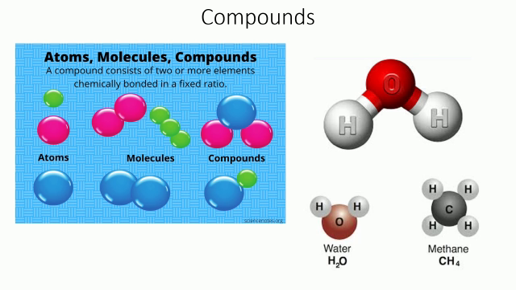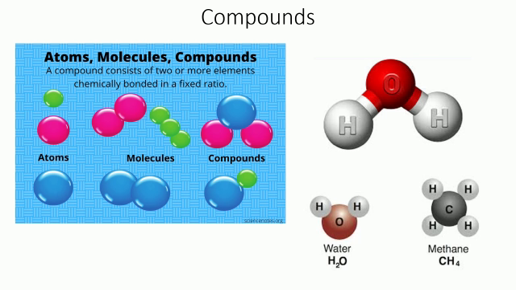Molecules. Molecules are formed when two or more atoms form a chemical bond with each other. It means that here the atoms stick to each other. The atoms can be of the same element or different elements. Example, water, that is H2O. Here, one molecule of water is made of two atoms of hydrogen and one atom of oxygen. Similarly, calcium oxide is also a molecule.